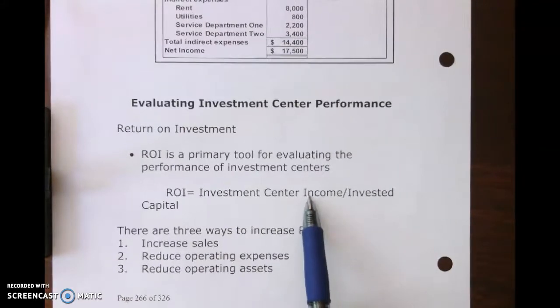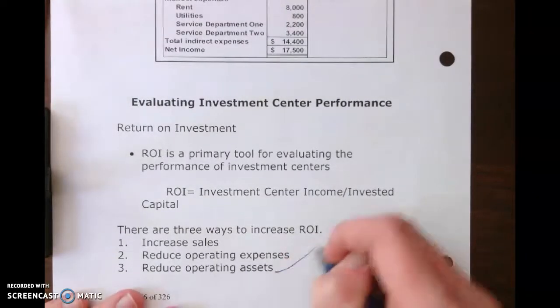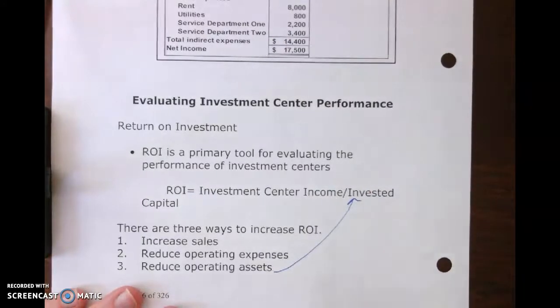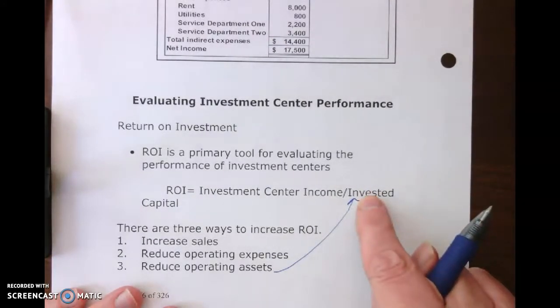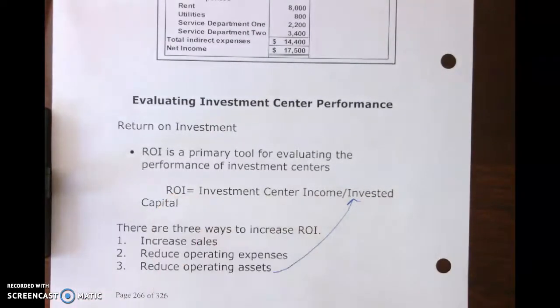Okay? That would increase our income. Or we could reduce our operating assets, which is our denominator, our invested capital. If this number goes down, return on investment will go up. Okay? So those are some of the ways that we can do that.